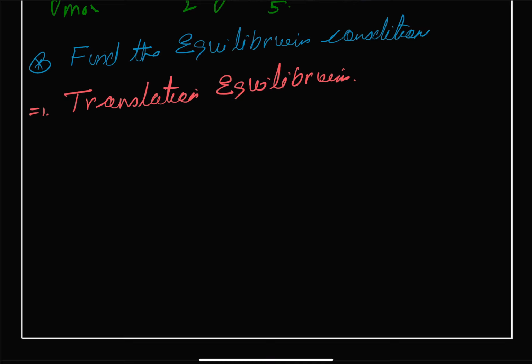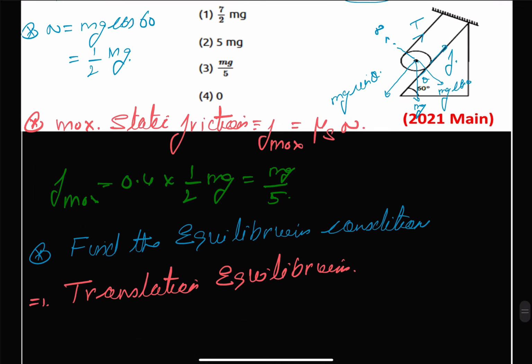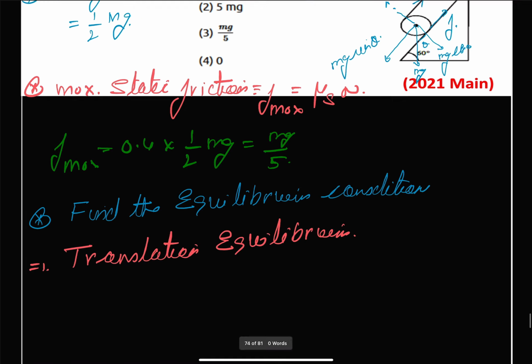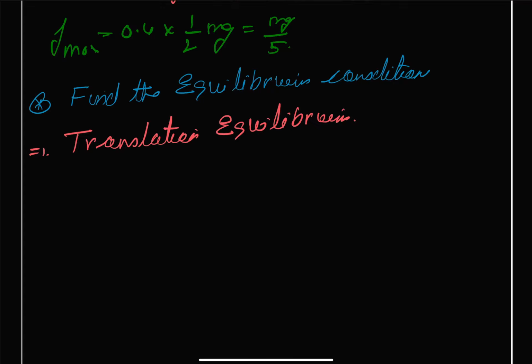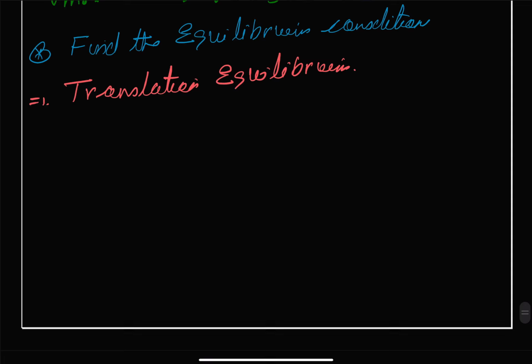Translational equilibrium. Okay, so there will be a downward force mg sine of theta, and there will be two forces up the inclined plane, that is T as well as F. So for translational equilibrium, we can write that mg sine of 60 will be equal to tension T plus friction F, which gives us that T plus F is equal to √3/2 times mg.